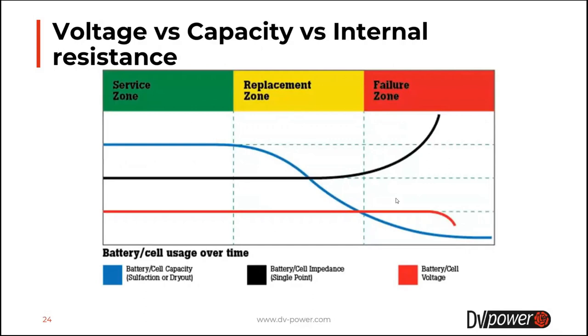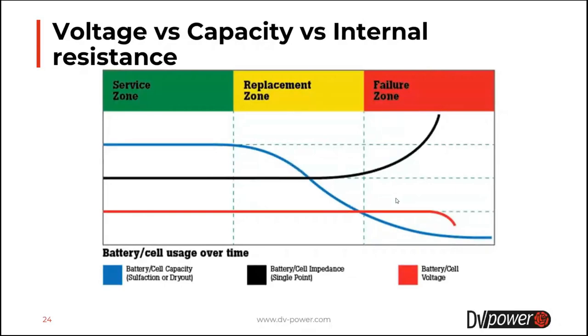The replacement zone is the zone where the battery is still working properly, but with a tendency to get in a failure zone, which is inevitable after a certain amount of time. The only test that will determine for sure if the battery is in replacement zone is a capacity test. As we can see, the battery impedance is almost constant throughout the service and replacement zone, but before the failure zone, we will see if the battery needs a replacement or not, the voltage.